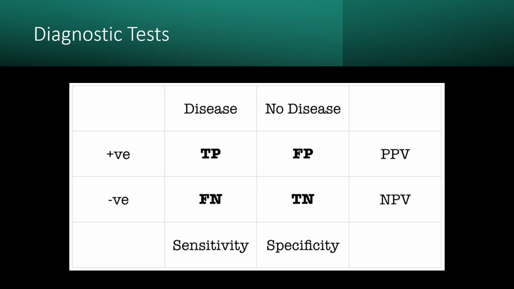And basically, on the columns, you have the presence or absence of disease, and on the side of the rows, you have a positive test or a negative test. Eventually, this would be used to calculate your sensitivity, specificity, and positive and negative predictive values.